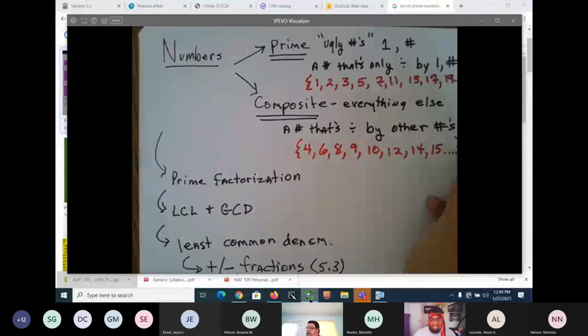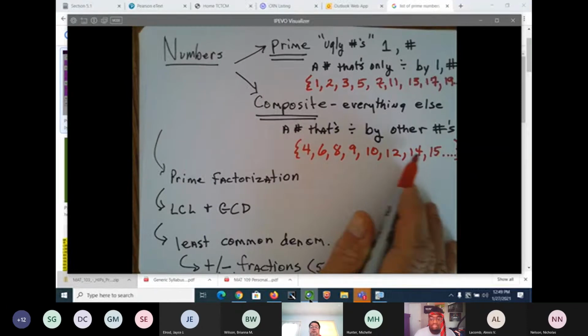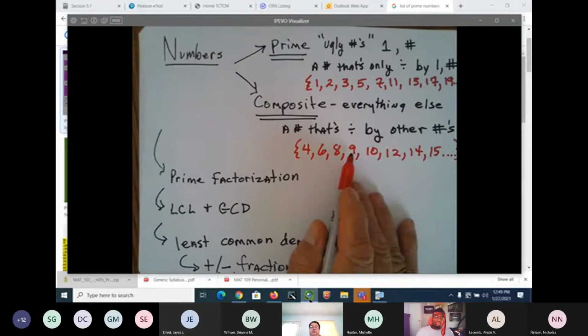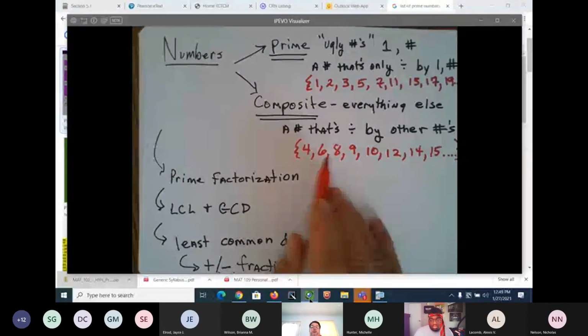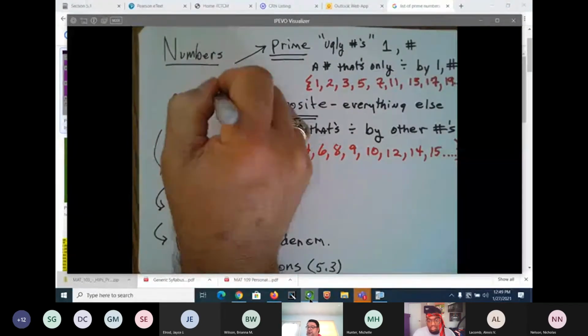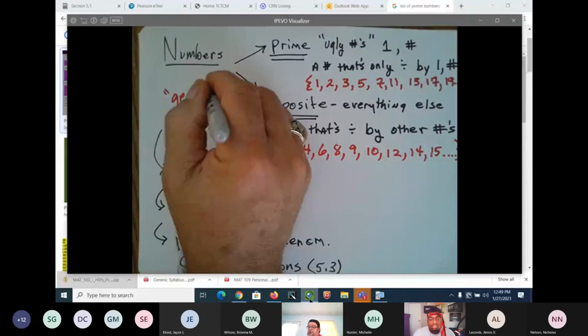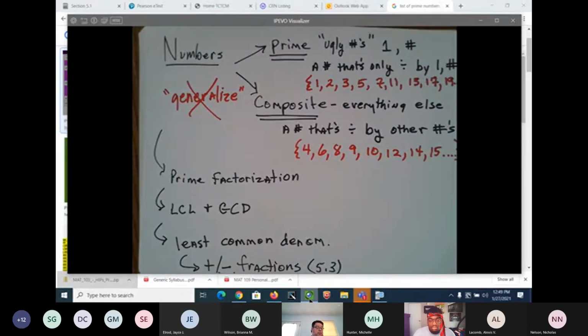And you can't say, well, all composite numbers are even. 15's not even. 9's not even. So you can't just generalize. Do not generalize prime numbers and composite numbers. Now, prime numbers are very important.